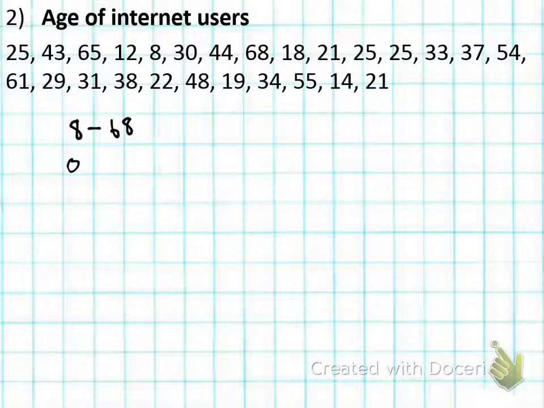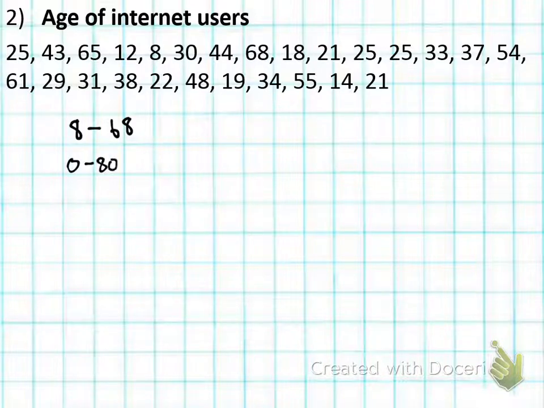Or 75. What goes into 75 evenly? 15. Okay, that goes in 5 times. Okay, so which one do you want to use? 75 or 80? Okay, let's use 80. Okay, so 0 to 80.